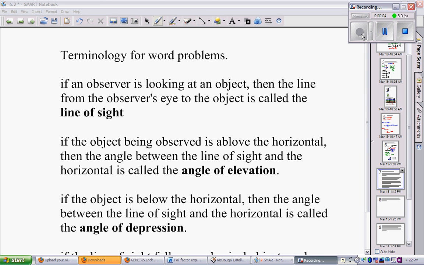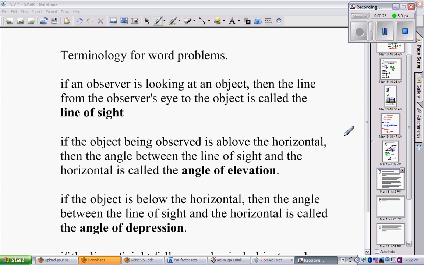Trigonometry is used a lot in word problems for right triangles, so we need to know some of our vocabulary. If an observer is looking at an object, then the line from the observer's eyes to the object is called the line of sight.